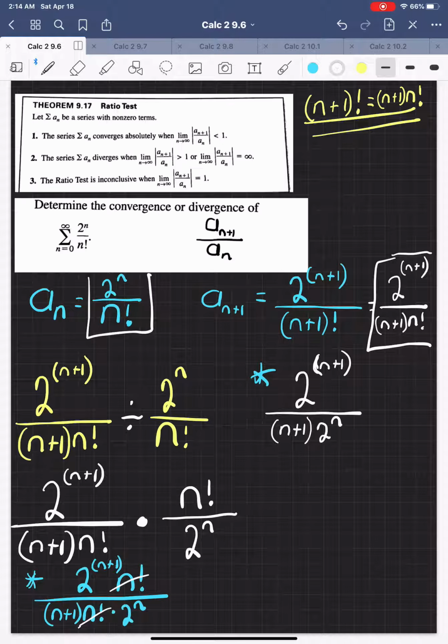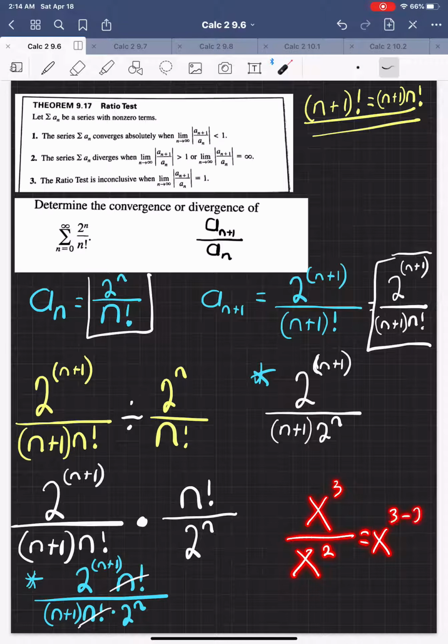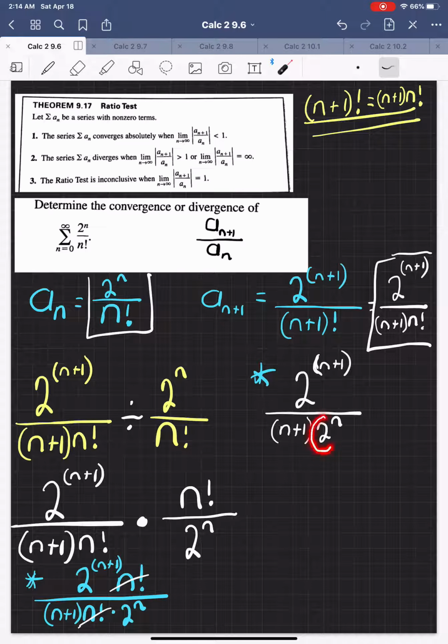So if I had x cubed over x squared, you already know that you can do x to the 3 minus 2. In other words, if you divide like bases, x is the base, you can subtract the exponents. Now, I have a like base. I have a 2 to the power of n, and I have a 2 to the power of n plus 1. So what I'm going to write is 2 to the power of n plus 1, minus n.